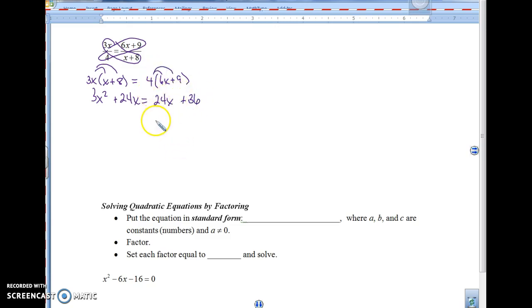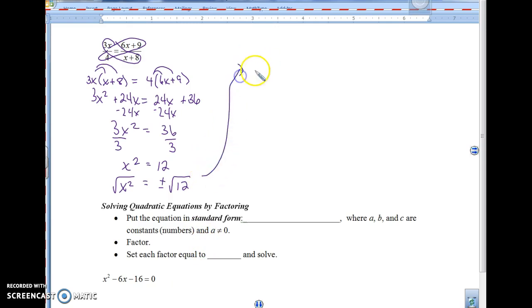Okay, so what happens to the 24x's? They cancel each other out. So you subtract 24x on both sides, and you get 3x squared equals 36. All right, so now I need to get the x squared alone. So what do I do? I would divide by 3. And that gives me x squared equals 12. And then I want to take the square root of both sides. Don't forget your plus or minus. And you get x equals plus or minus the square root of 12. I'll put that up here.